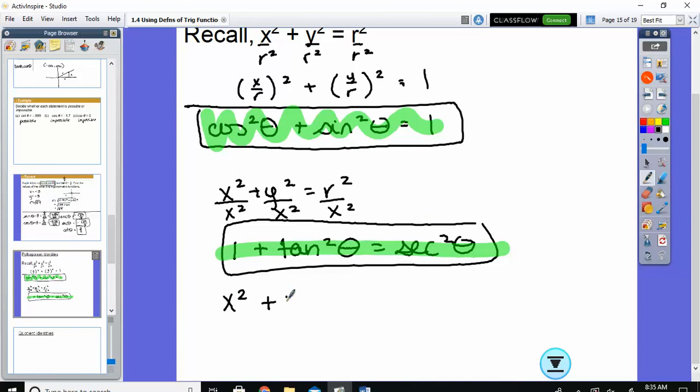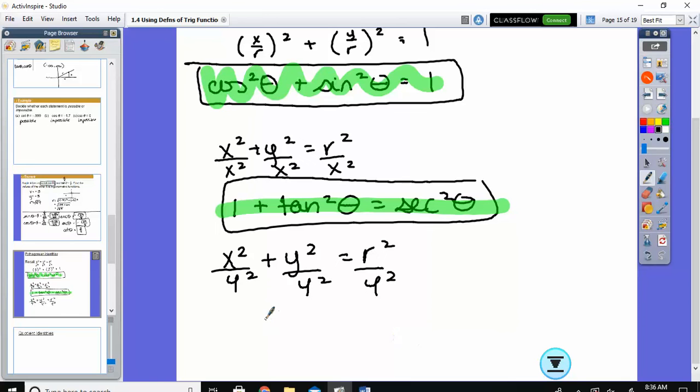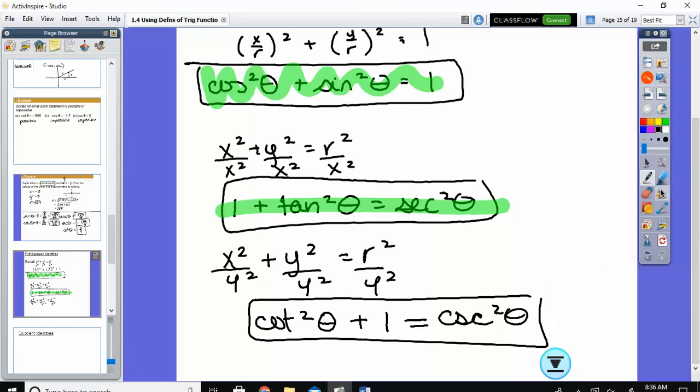And there is a third one. What do you think I need to divide by this time? 1 squared. Probably y squared. What is x over y? Cotangent. What's y squared over y squared? 1. And what's r divided by y? Cosecant. I see that one. Like this.